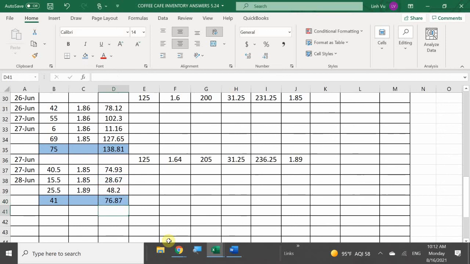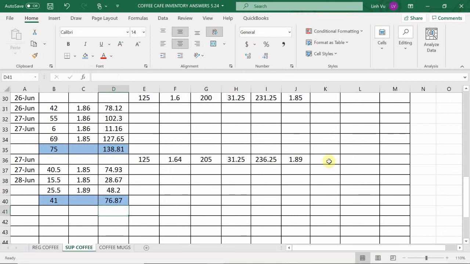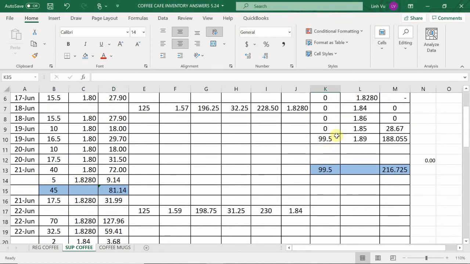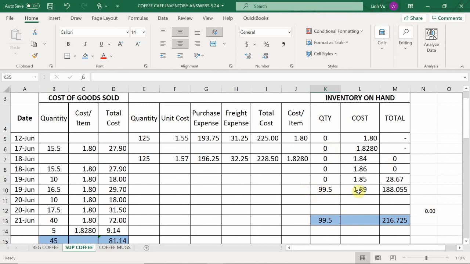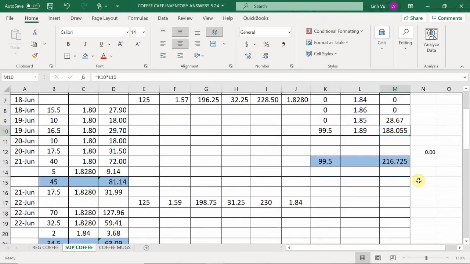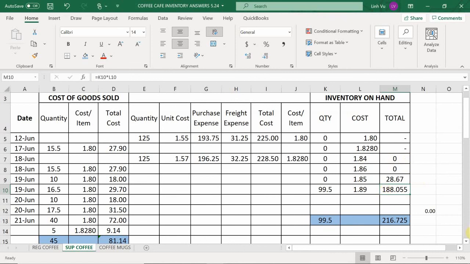Now we took that off of my batch of 125. So in this case, I have 99 and a half. We sold... so this would be 188 and 5 cents. 188.055. 188.05, right? Because that's where I have to look for my penny. In this case, I rounded up for my cost of goods sold, so therefore I need to round down for my inventory on hand.